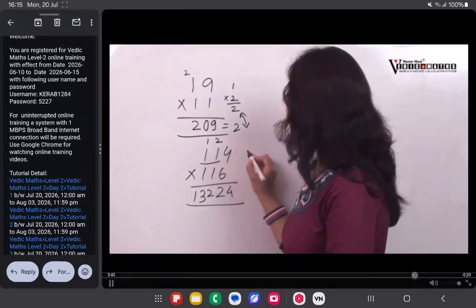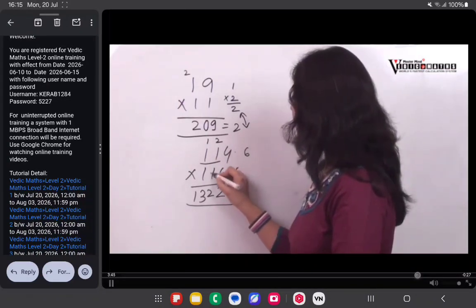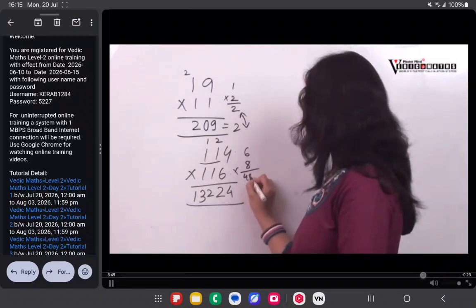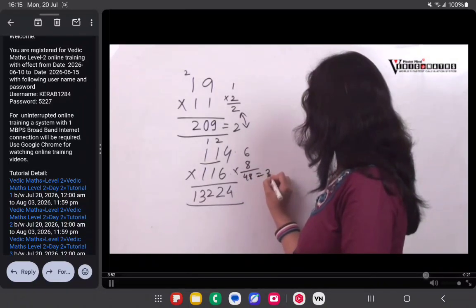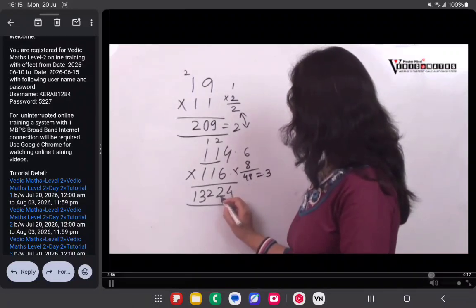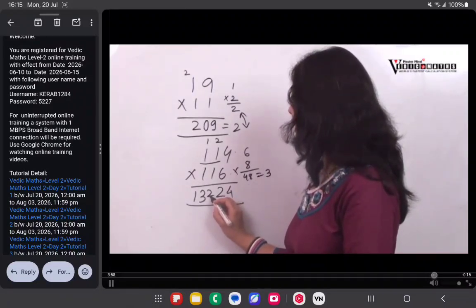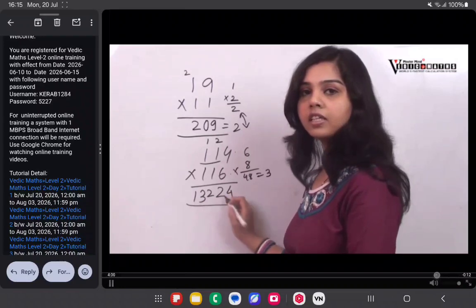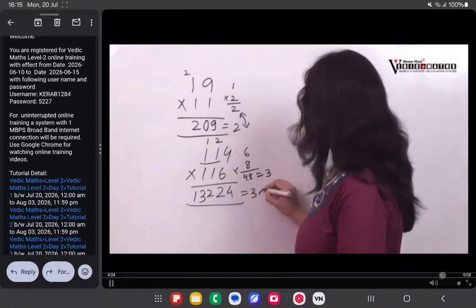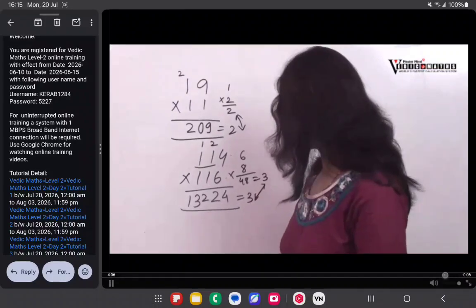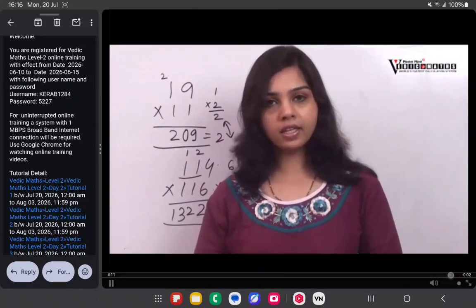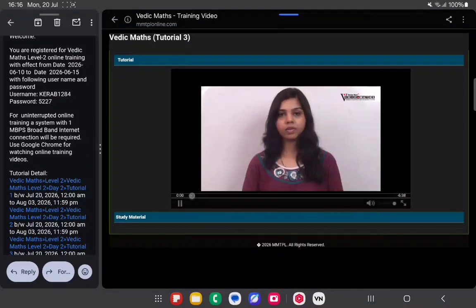4 plus 1 is 5, plus 1 is 6. This is 8. 6 into 8 is 48. That means 12 and 3: 2 plus 4 plus 2 is 6, 6 plus 2 is 8, 8 plus 1 is 9. We can cancel it, so we have only 3. That means our answer is correct. Please solve the entire sums of this page. If you get any difficulties, please refer.